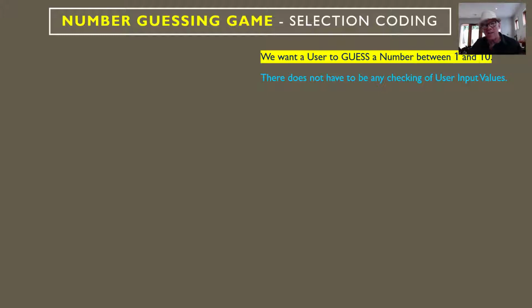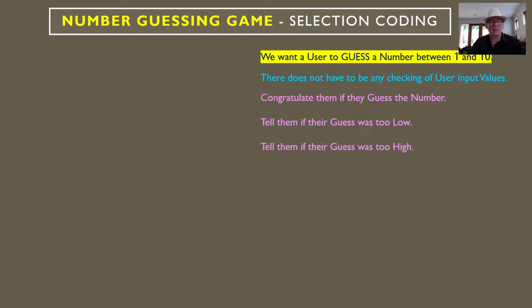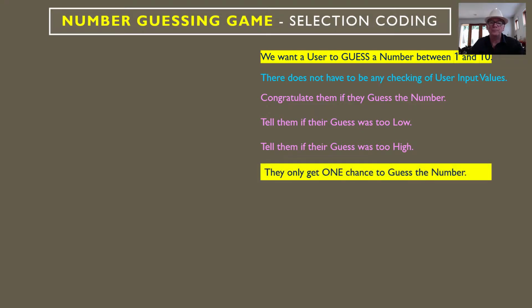And if they're silly enough to do a Homer Simpson and type in negative numbers, "Oh, what's this button do?" I might type in -5 for my guess. We don't care. We told them it was 1 to 10, and if they want to do something else, well, they're never going to win the game, and that's their problem, because it's not going to crash the program, so we don't have to worry about it. We'll congratulate them if they guess the number. We'll tell them if their guess was too low. We'll tell them if the guess was too high. They only get one chance to guess the number in this game.